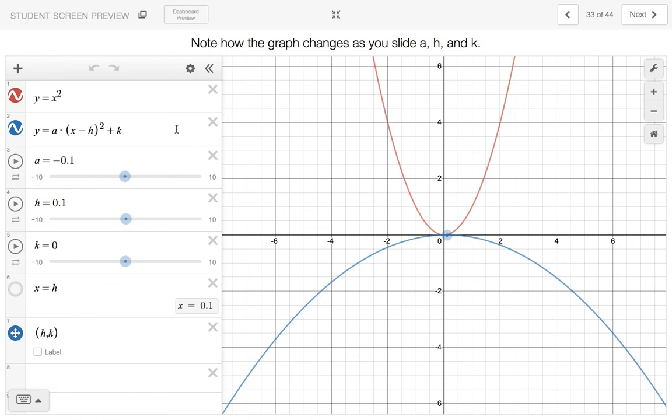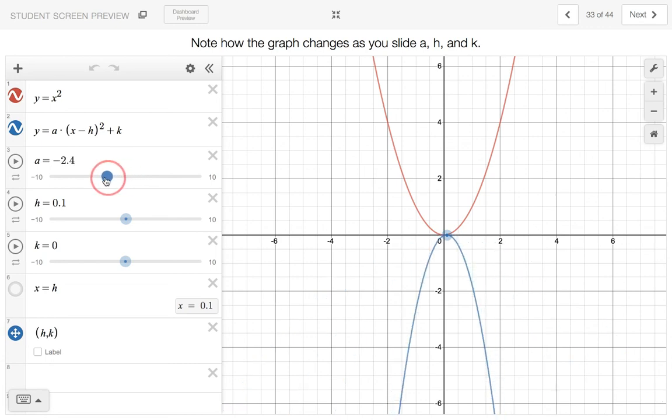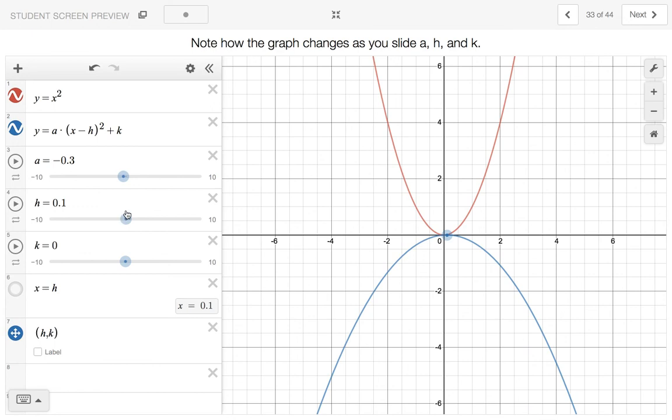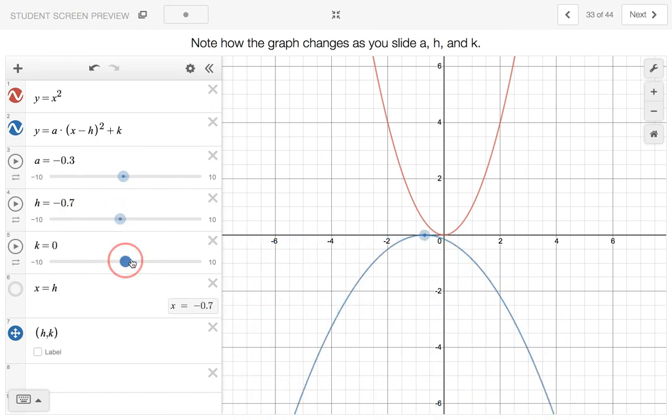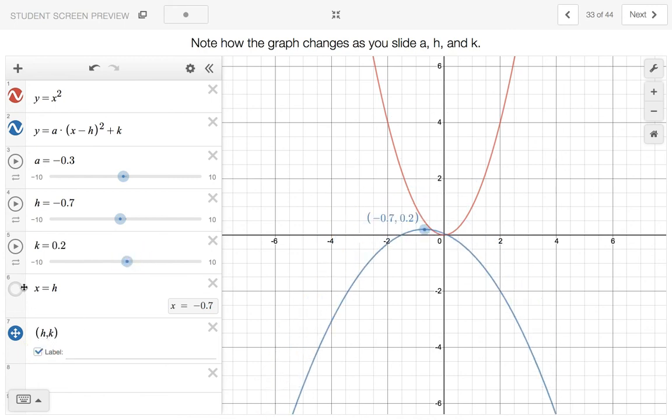So looking at how a, h, and k all interact, you can play with this graph. You can see what happens if I change my a value, if I change my h value and my k value. I could label and show you the axis of symmetry.